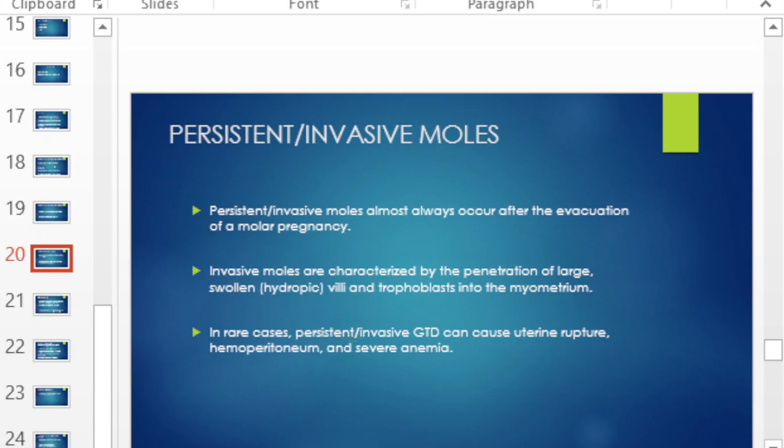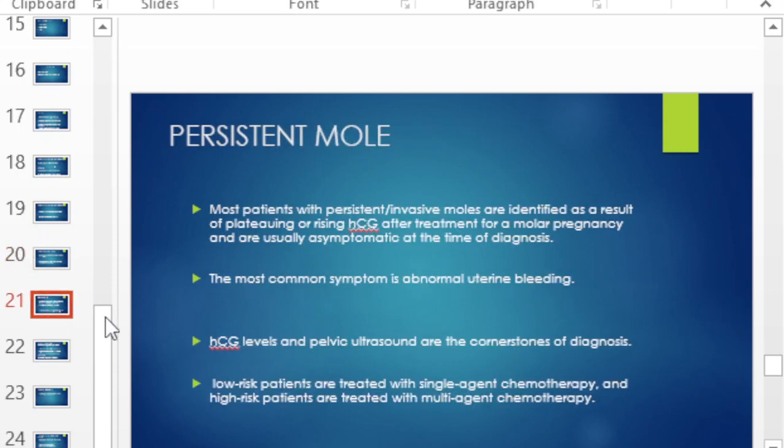This is quite a disturbing picture if you see it. This is a patient who had persistently rising or plateauing levels of HCG after a molar pregnancy evacuation, but there wasn't adequate follow-up. The most common symptom, of course, is abnormal bleeding.